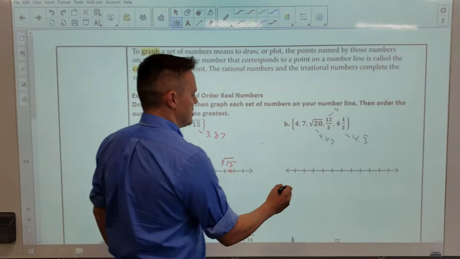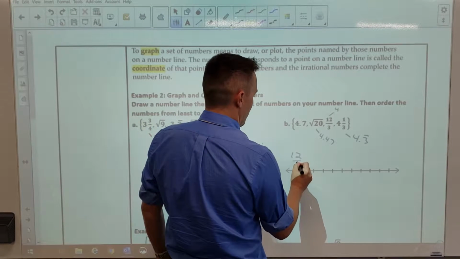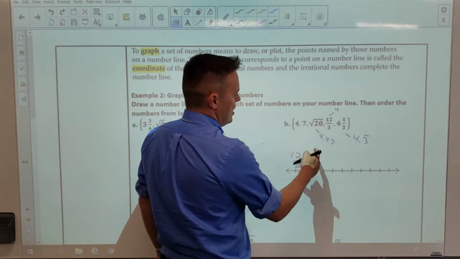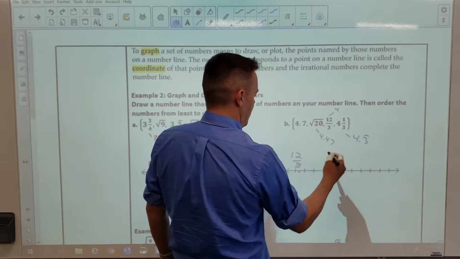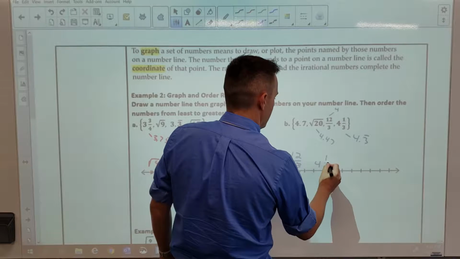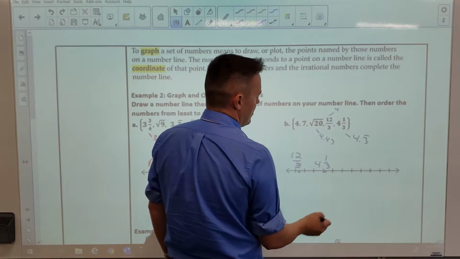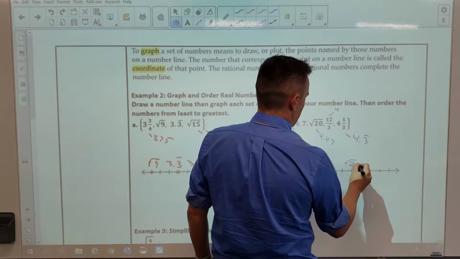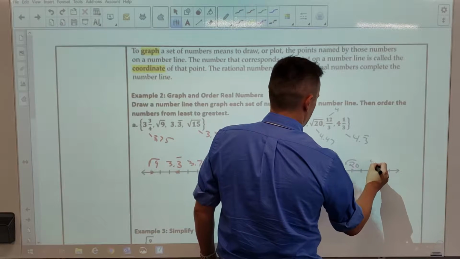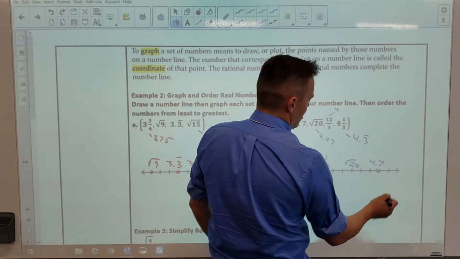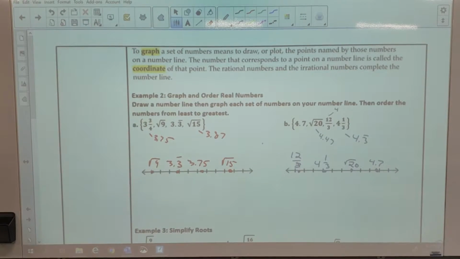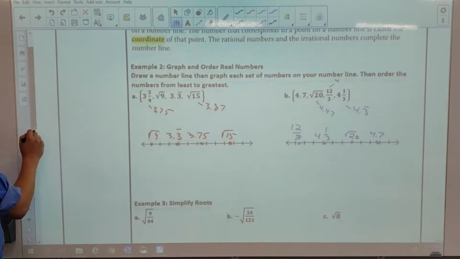Okay, so my first point here would be 12 over 3. Sorry, that's supposed to be a 3. There's one point. My next one would be 4 and 1/3. So 4 and 1/3, we go somewhere right here. Like I said, this part doesn't matter as much. Square root of 20 would be next, and the last would be 4.7. Please make sure when we have our quiz that you guys can do this. Okay, use a calculator, get the answers as you go from there.